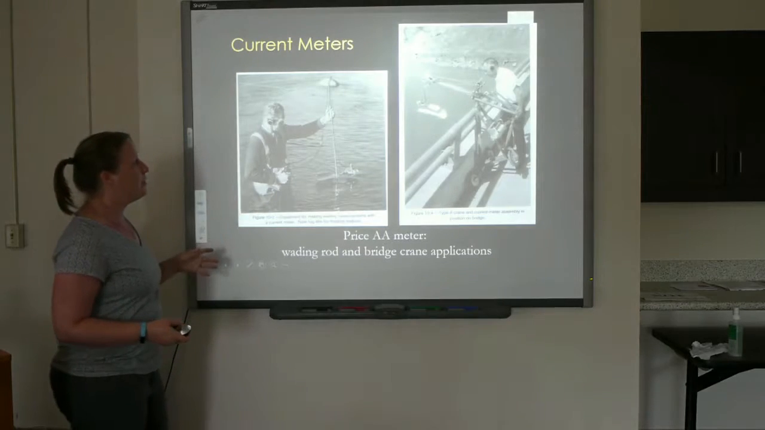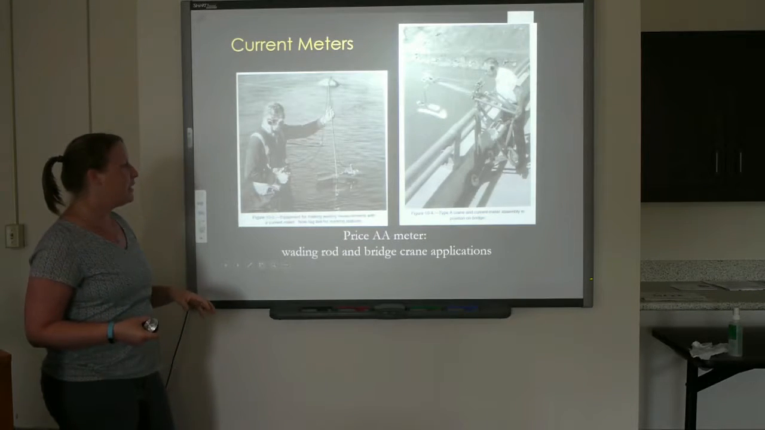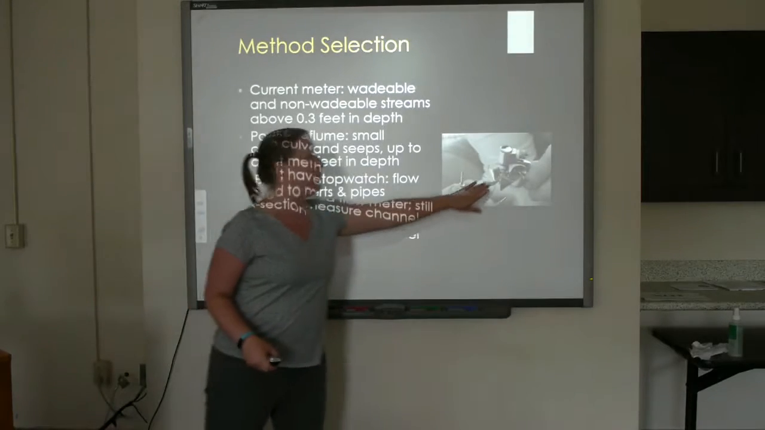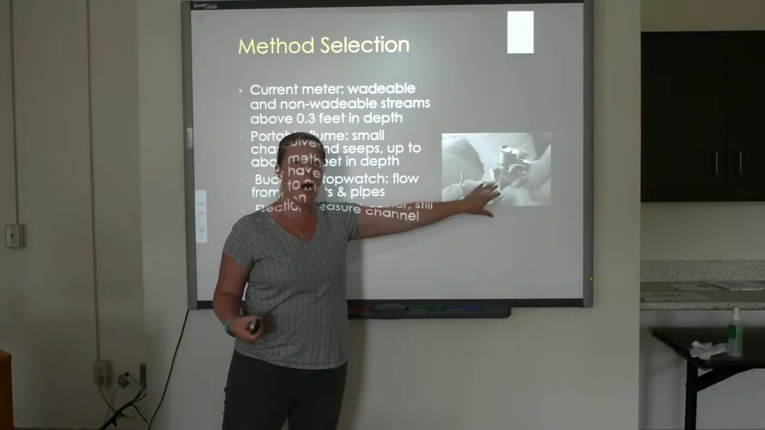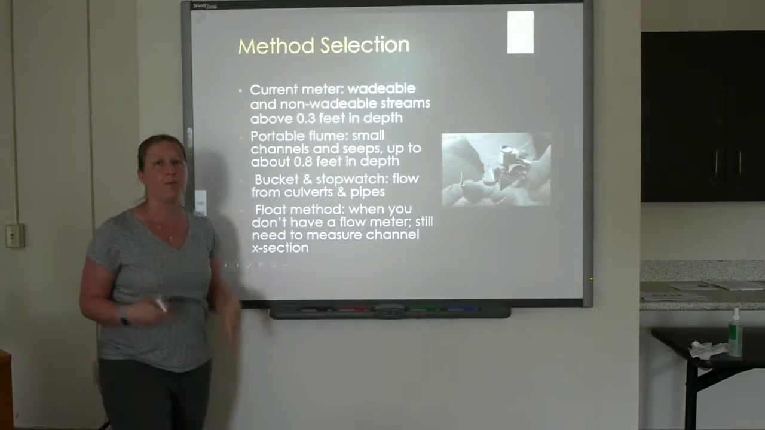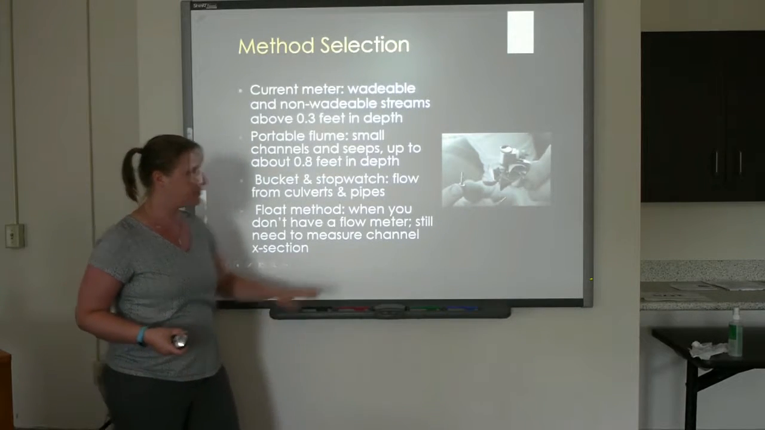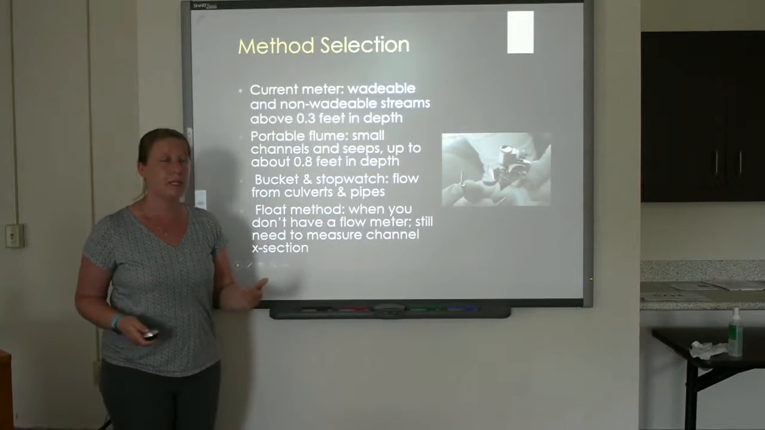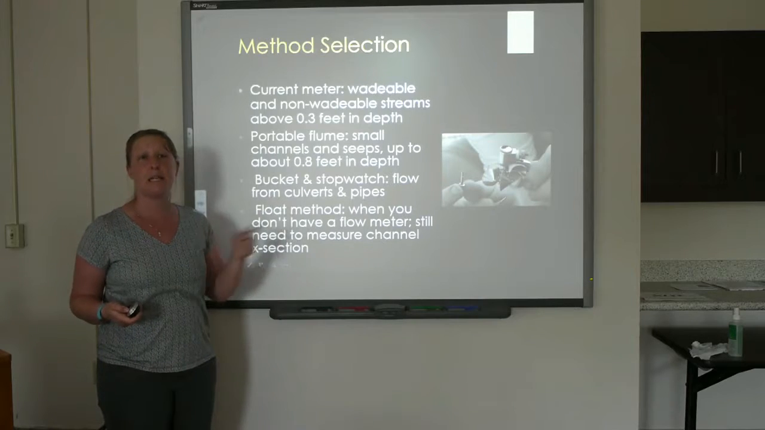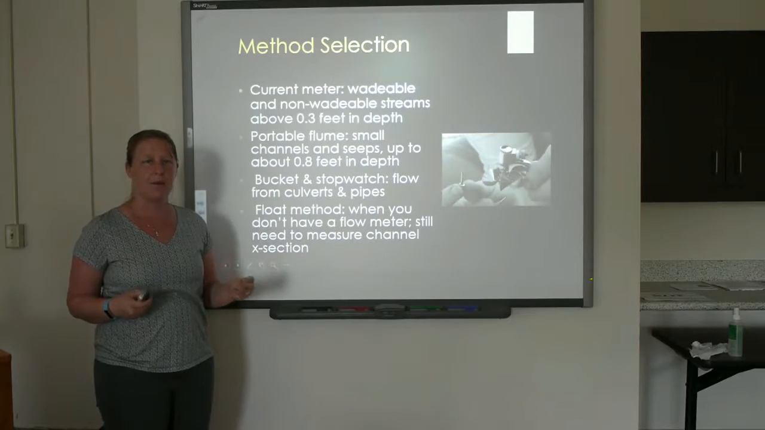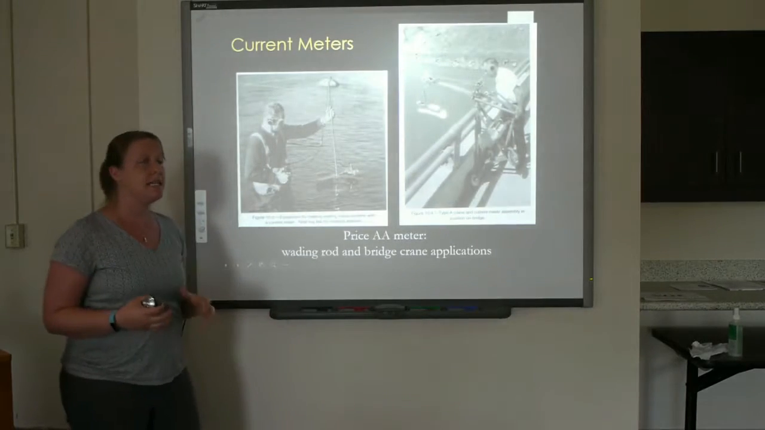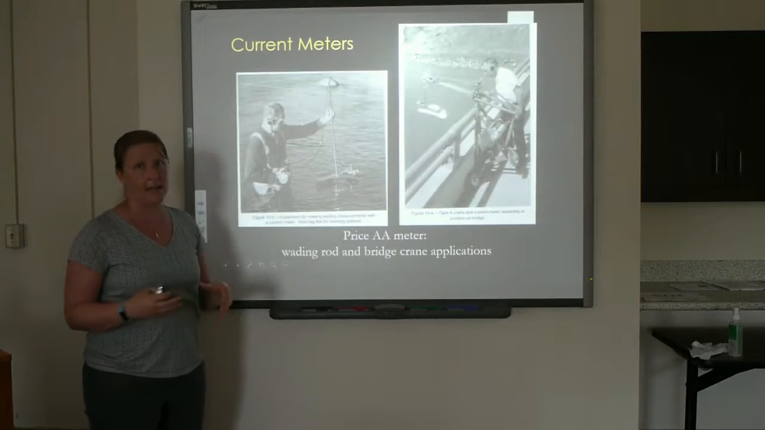So just to show what you do in some of these deeper water bodies, we can use something called an AA meter. On the previous slide, this is called a pygmy meter. This is one of the most common current meters, and it was originally made by the U.S. Geological Survey. The pygmy meter we'll use in class, and you measure velocity based on how many times it spins in a certain amount of time. For larger water bodies, you can use something called an AA meter, which is 5 times the size of the pygmy meter.